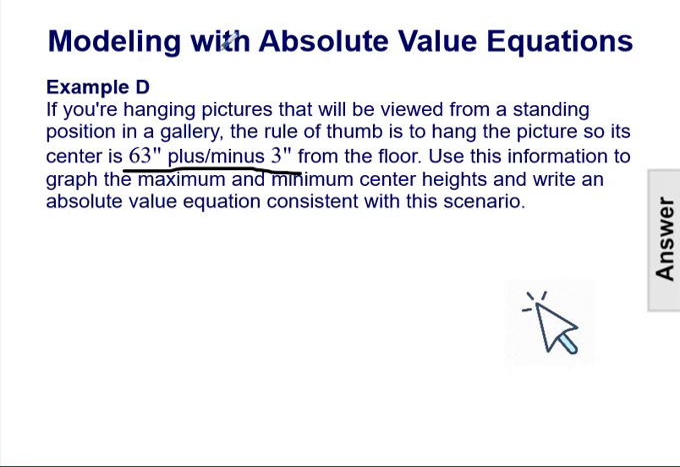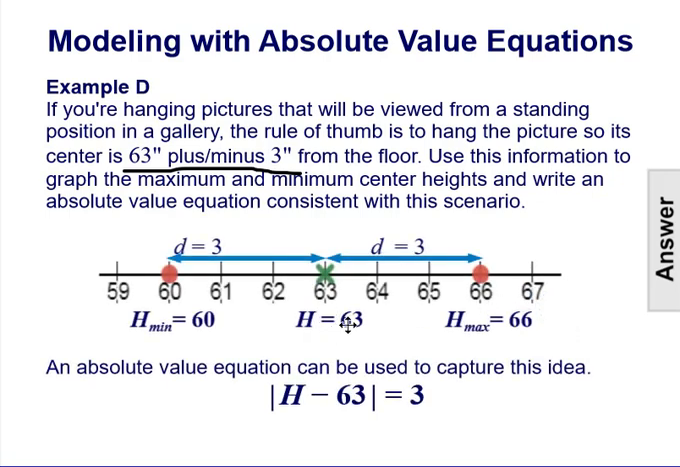with this scenario. So you have a center of 63 inches and we're comparing plus 3, a distance of 3 to the right to go to 66, and minus 3, a distance of 3 to the left to go to 60. This creates a minimum of 60 inches, a maximum of 66 inches, and an absolute value equation of the absolute value of h minus 63 equals 3.